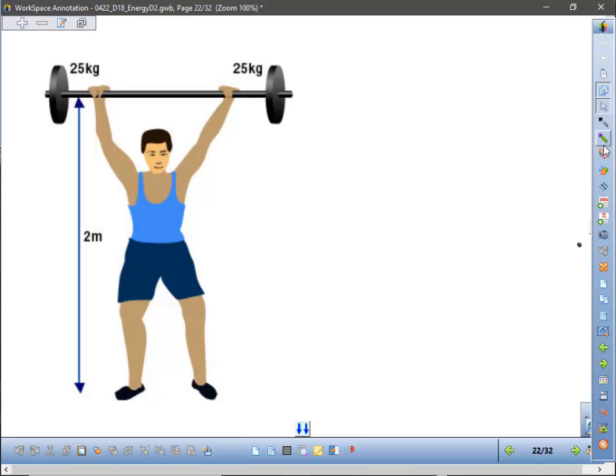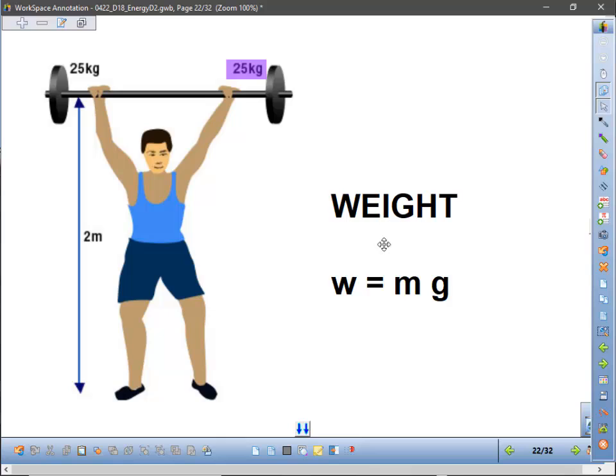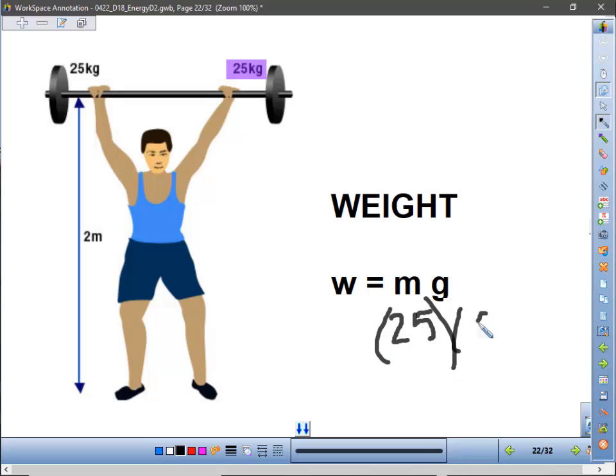Now, I want you to notice that this is in kilograms. This is not the force. This is the mass of the barbell. So we have to turn that into weight. How do you get your weight? Mass times 9.8. So weight is mass times 9.8. So we're going to have to take the 25 kilograms here for the mass and then multiply by 9.8, and that will give us our force of the weight. That's going to go into calculate work.